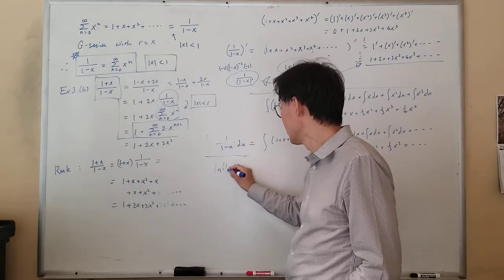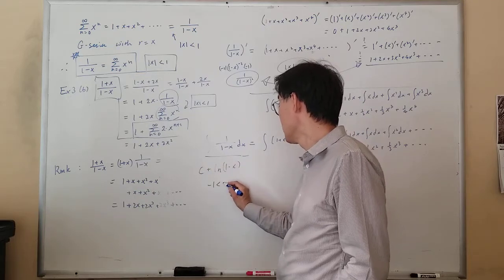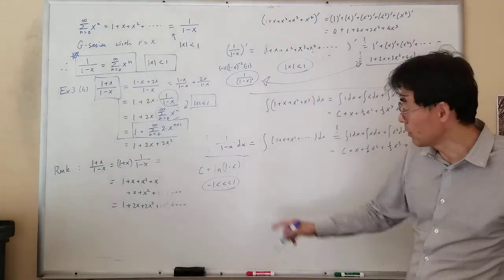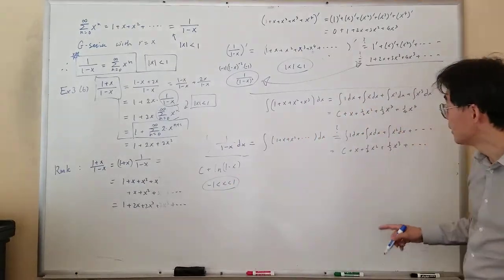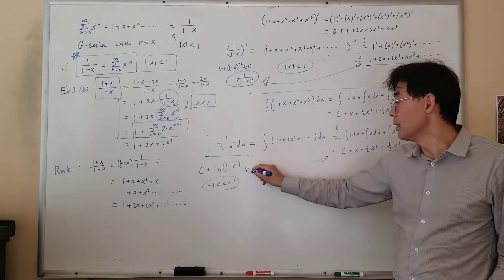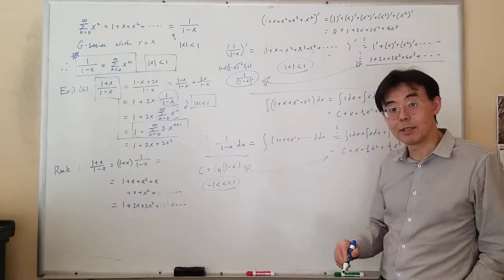Negative ln of 1 minus x, plus some constant. Well, because we only consider -1 to 1, we don't need absolute value because this will be positive anyway. And this thing will be the power series representation of ln of 1 minus x.